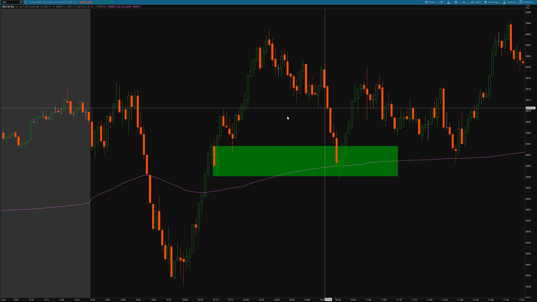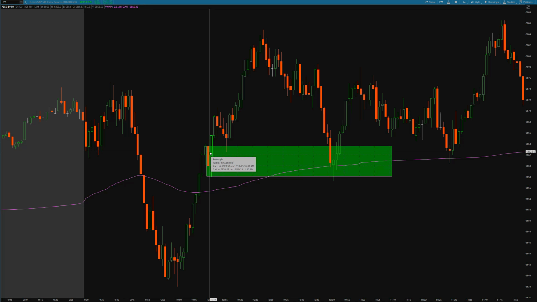And so here's a good example actually of the fact that these zones don't work all the time. So I'm not going to sit here and lie to you guys and just show you a bunch of excellent examples of these zones working out. It's not practical. That's not how the markets work. No strategy works 100% of the time.